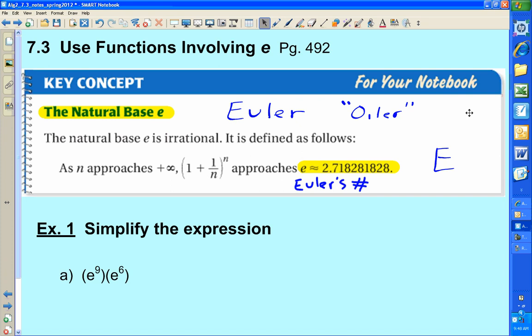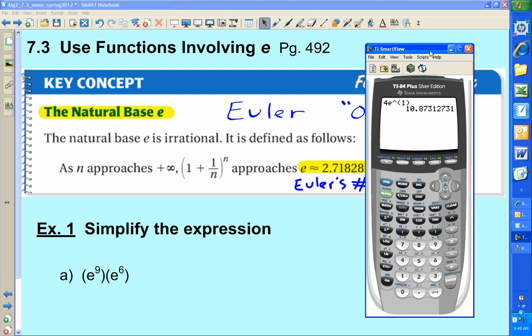So one of our more intellectual mathematicians years ago, Euler, E-U-L-E-R, pronounced Euler, just like this. He decided to do some work with this expression right here, 1 plus 1 over n to the power of n. And he discovered that as you take 1 plus 1 over n to the power of n to infinity, the number gets bigger and bigger, but only a little bit bigger and bigger.